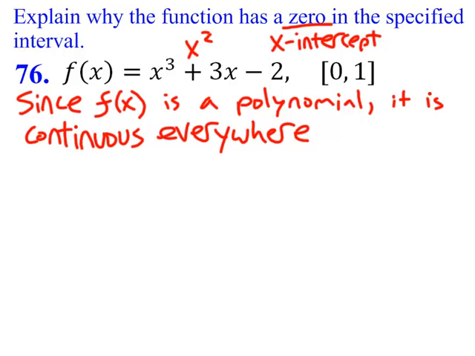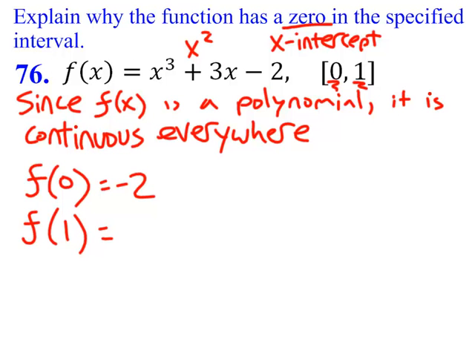And then we have to look at the endpoints. So let's see what happens at x equals 0 and x equals 1. F of 0, if I put a 0 here, I see that I'm going to get negative 2. And what about f of 1, the other endpoint? If I put a 1 in there, I get 1 cubed plus 3 times 1 minus 2. That's going to give us positive 2.